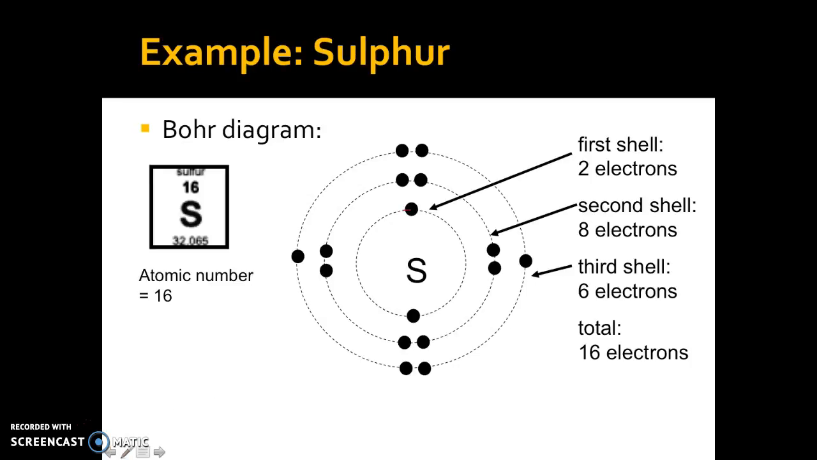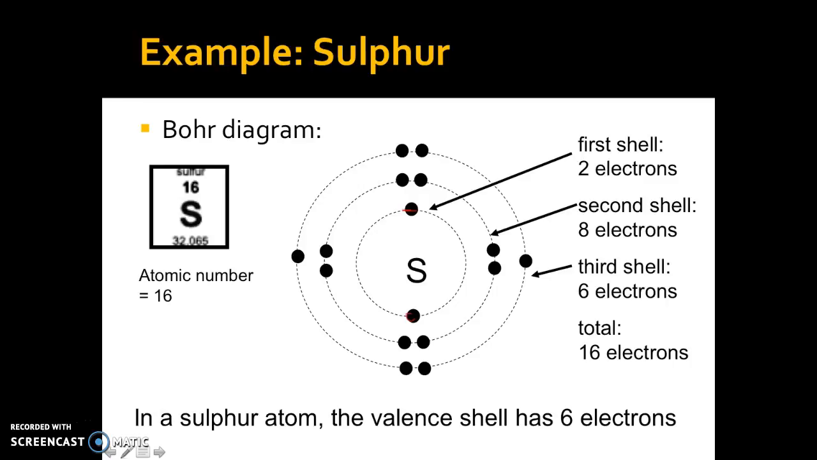The first shell has this 1 electron and this 1 electron. We have 2 electrons. The second shell has the 8 electrons. Then the third shell only has 6 because sulfur only has 16. So 2 plus 8 plus 6 equals 16, which is the atomic number and also the total number of electrons.